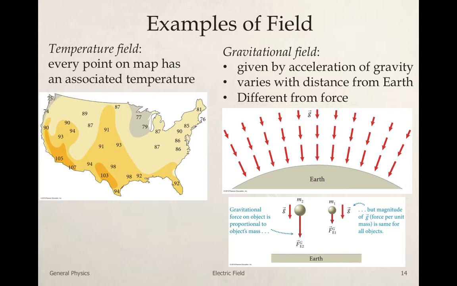In the bottom figure, we can see that there's a gravitational field that's constant for both of these masses. But the force due to that field is bigger for mass 2 than for mass 1. The field itself is exactly the same. The gravitational field is given by the acceleration of gravity. And like I said, it varies with distance from the Earth, and it's different from the force.